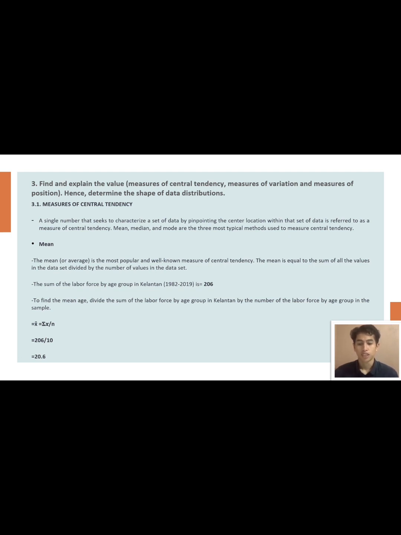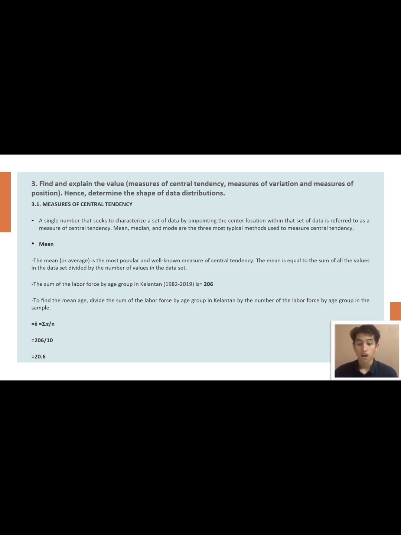Measure of central tendency is a single number that seeks to characterize a set of data by pinpointing the central location within the set of data. Measure of central tendency has three typical methods: the first one is mean, the second one is median, and the last one is mode. So, we will talk about the first method, which is mean.